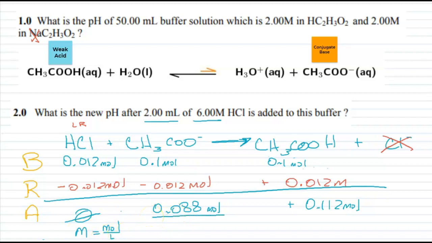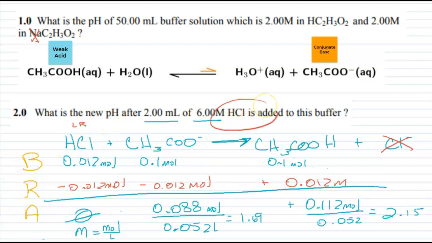I have 0.088 moles, and I have a new volume. I have my 50 milliliters that I began with, and I added 2 additional milliliters. And so I have a total now of 52 mils, which is 0.052 liters. When I divide that out, I get a new molarity of 1.69. I'm going to do the same here. I'm going to divide it by the same 0.052, and that gives me a new molarity of 2.15. And that should make sense if you think about it.